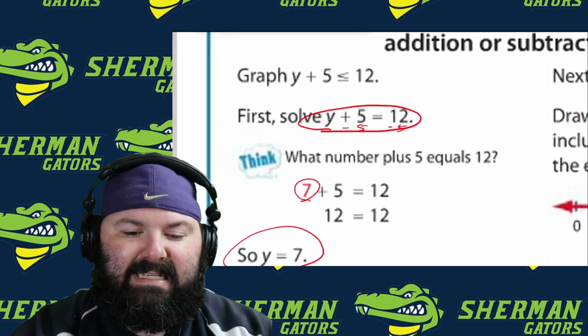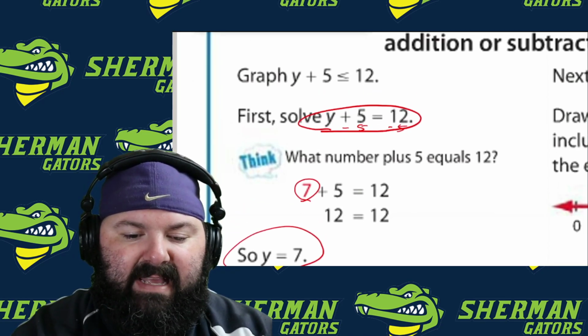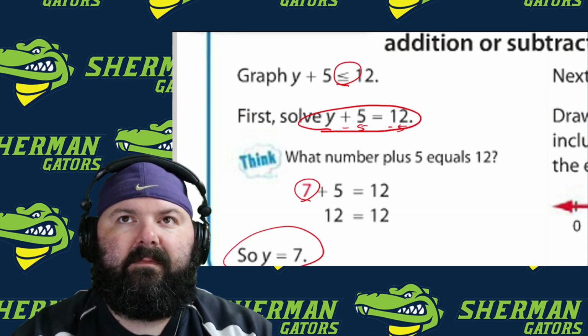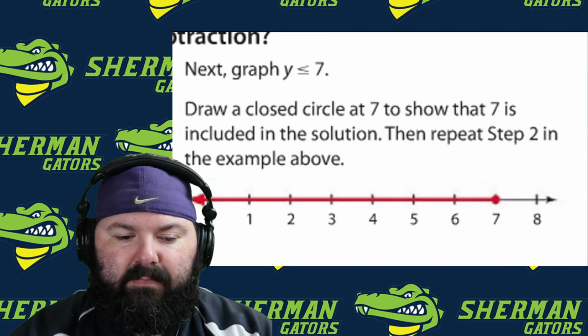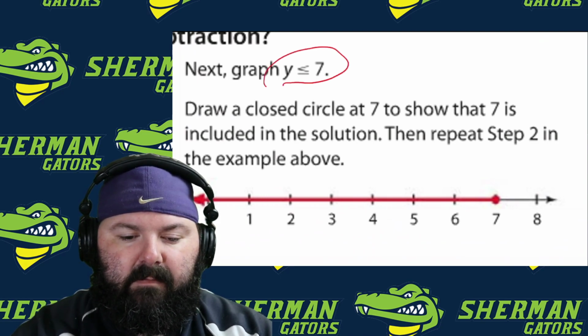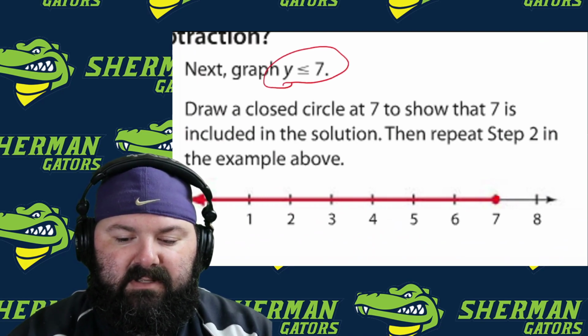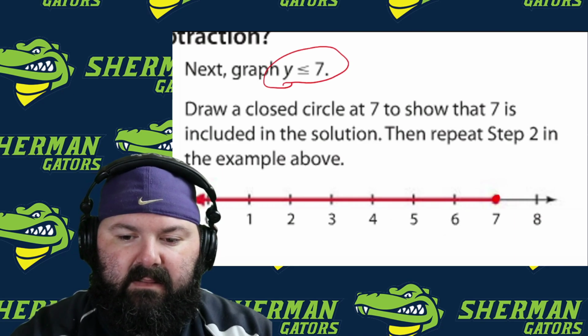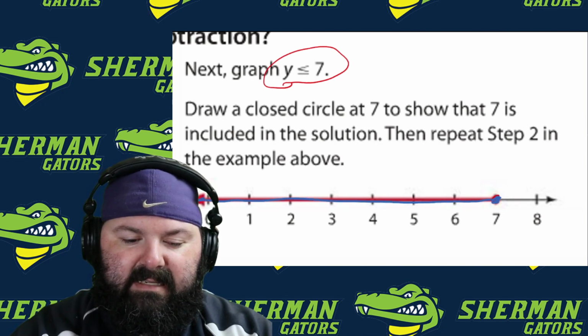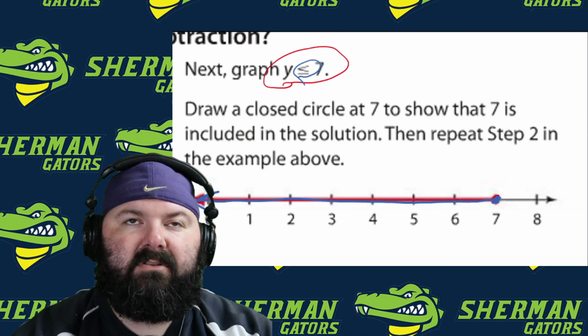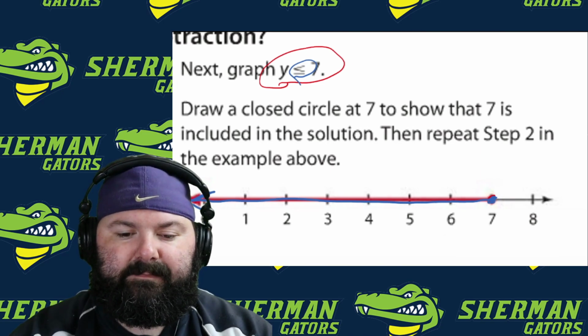But remember, it's asking us to graph y plus 5 is less than or equal to 12. So when we do this, we're actually going to put our closed circle, because again, remember, there's our answer. Closed circle over the 7. Let me change my color of the pen. Closed circle over 7, and it's going to go to the right because this is directed towards the right.